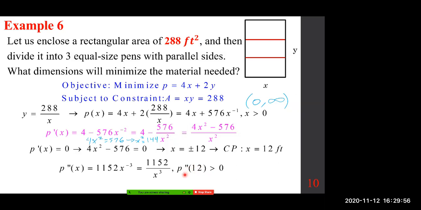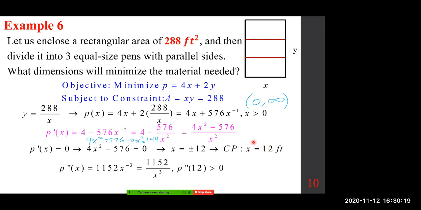The idea is that you should recognize this is a positive value. And so having said that, when it's positive it means concave up, and that means the minimum occurs at x equals 12.